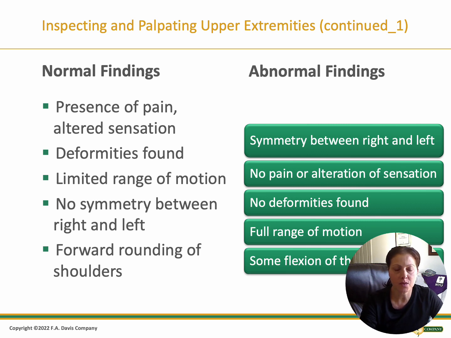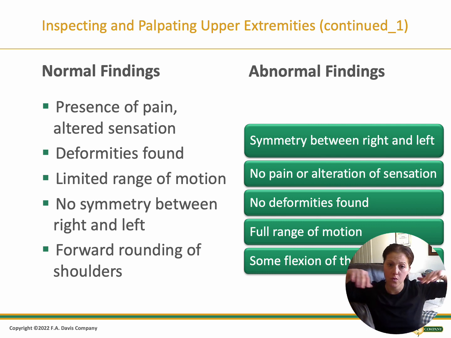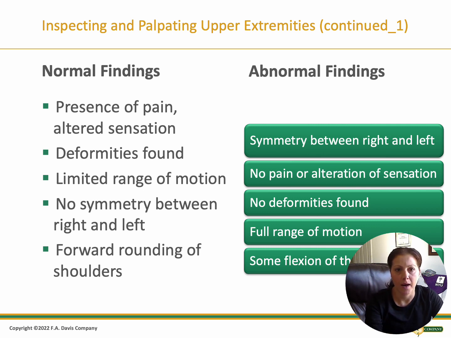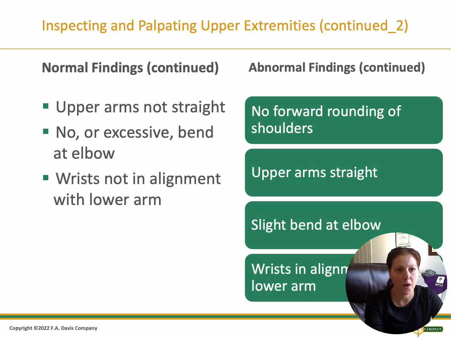For normal findings with the upper extremities, there should be no presence of pain or altered sensation. There should be no deformities. There should be normal range of motion, with no limitation in extension, flexion, as well as adduction, abduction, and circumduction. For the upper arms, there should be no forward rounding of the shoulders. Posture should be back and straight. Arms should be straight, with a slight bend at the elbows, and the wrists should be in alignment.